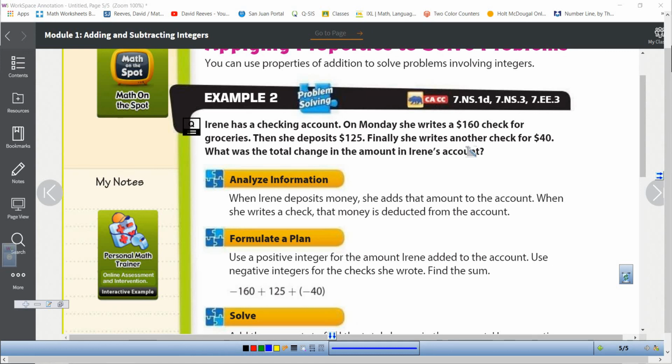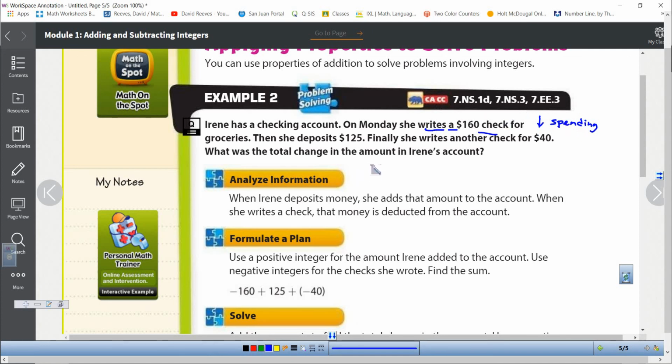Okay, so now you would use a debit card or a credit card or maybe an app on your phone like Venmo or PayPal or something, right? Okay, but the point is when you write a check, that means that your money is going down. That is spending, okay? So writing a check is spending, it's going down.